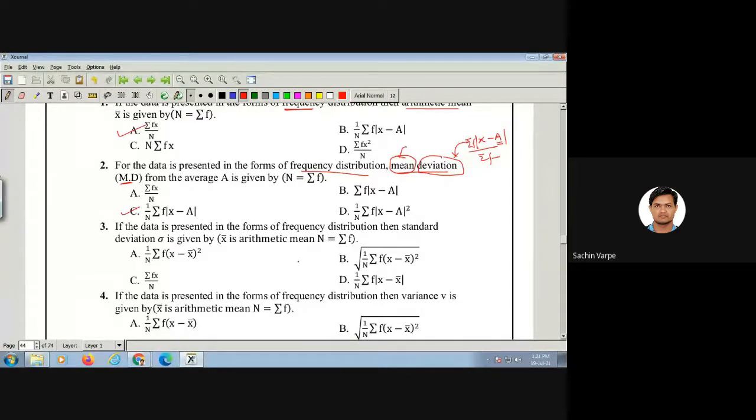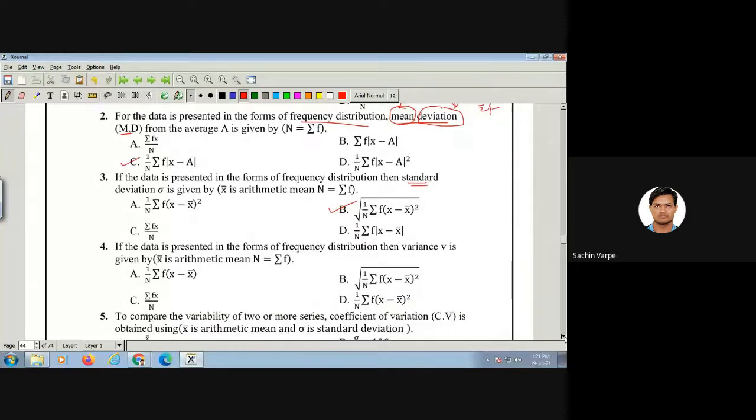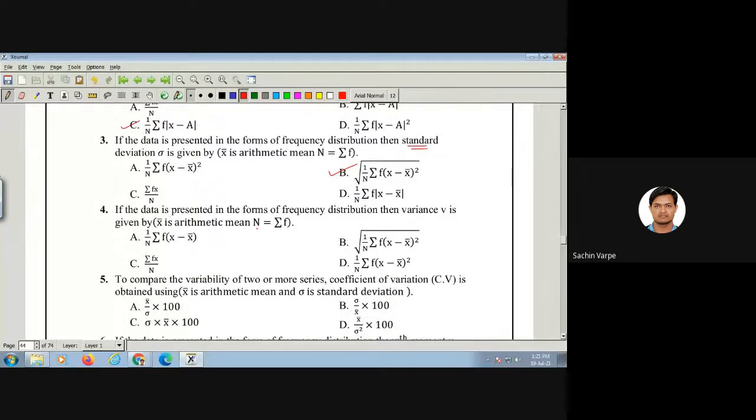If the data is presented in the form of frequency distribution, then the standard deviation. So what is the formula of standard deviation? Just the square root, no? What is the formula of variance? What is variance? The square of standard deviation. So that will be this.